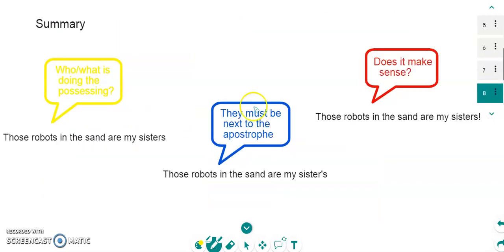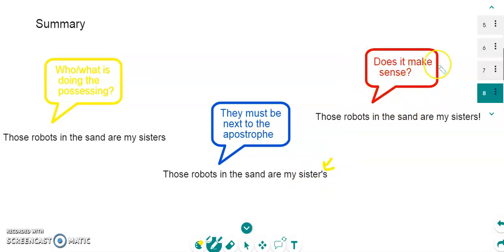And finally, just to quickly summarise, the key rule with knowing about possession and the use of apostrophes is who and what is doing the possessing. This is something we need to keep asking ourselves. So let's go back to that first strange sentence from the first time. Those robots in the sand are my sisters. Who is doing the possessing here? If it's the sister possessing the robots, then the apostrophe must be next to sister. So here you have it: the robots belong to my sister.